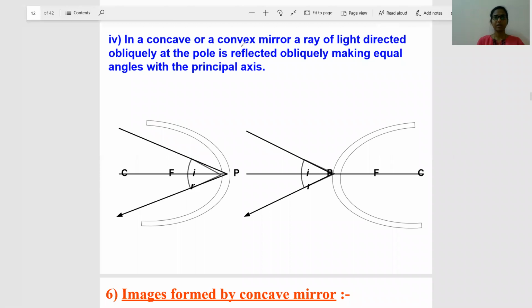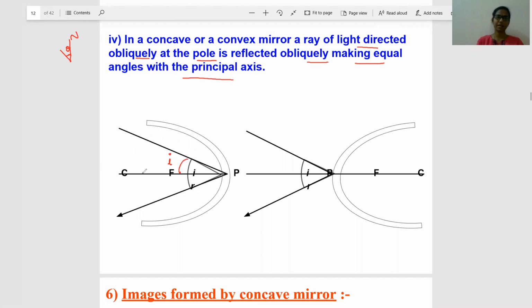Any ray, on a concave mirror or a convex mirror, a ray of light directed obliquely at an angle. Obliquely means not a straight angle, but with some angle with the normal. That is what we call obliquely. Any ray of light directed obliquely to the pole is reflected obliquely, making an equal angle with the principal axis.